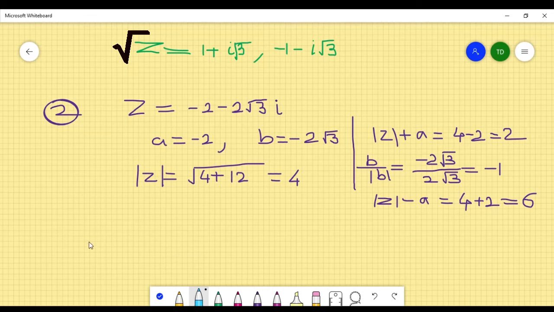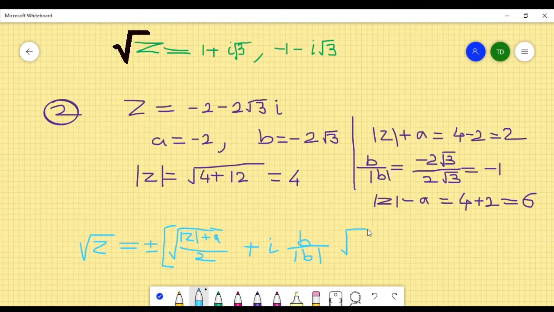So by the formula, we have root z as plus minus the square root of (mod z plus a) upon 2, this is under the root, and then the imaginary part is I times b upon mod b times the square root of (mod z minus a) upon 2.